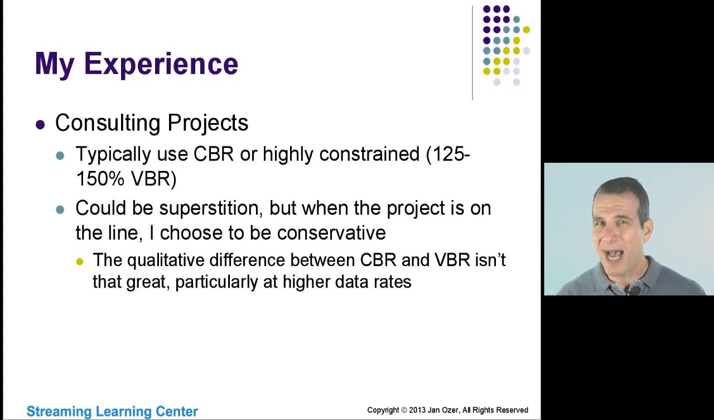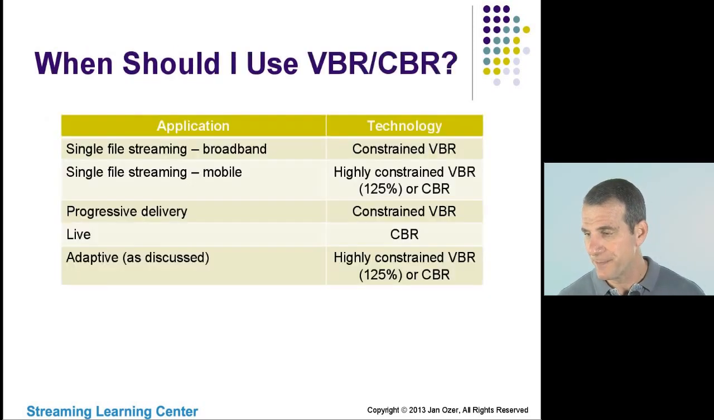But overall, I just don't see that much difference between VBR and CBR, and I'd rather use a technology that I think will do the best job delivering the streams and producing a good experience via adaptive delivery than risk interrupting all that just for a little bit of extra quality that typically you may or may not see, depending on your source content. Bottom line for me, what I recommend, what I do is CBR or highly constrained VBR when I'm producing for adaptive delivery. So when should I use VBR and CBR?